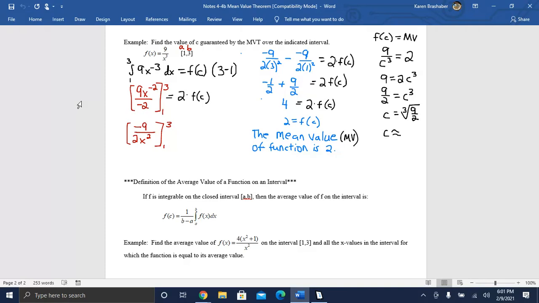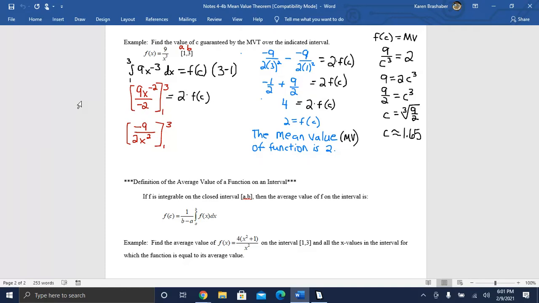That would be approximately 1.65. We'll go to 2 decimal places on this, and that 1.65 is between 1 and 3, but it is not the midpoint. So you found the mean value of the function, which is 2, and you found the x where that mean value occurs, and that is approximately 1.65.